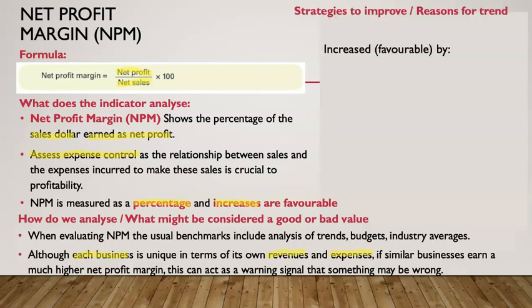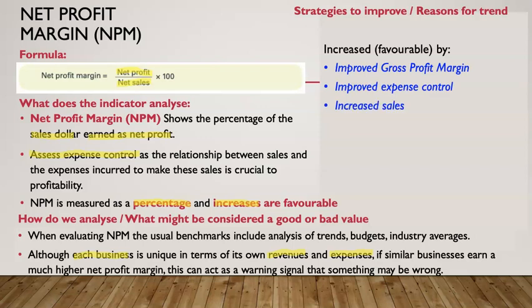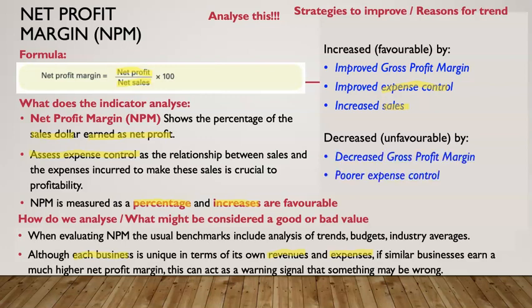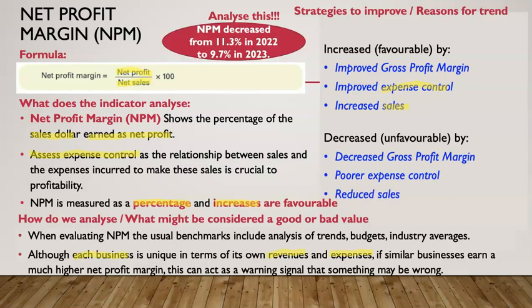We want it to increase, and the only way it can increase, which is favourable, is by some things such as an improved gross profit margin, improved expenses, or increasing sales. This one is different because it is net profit. Increased sales will hopefully improve net profit, especially if this is associated with looking after our expenses. It will decrease by the other things as well. Decreased profit margin, poor expense control, or reduced sales. And could you then analyse one where a net profit margin has decreased from 11.3% to 9.7%?